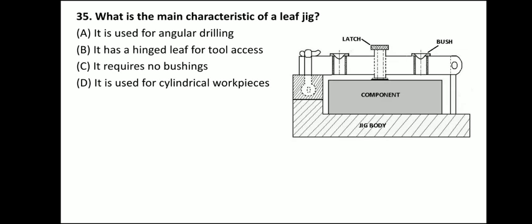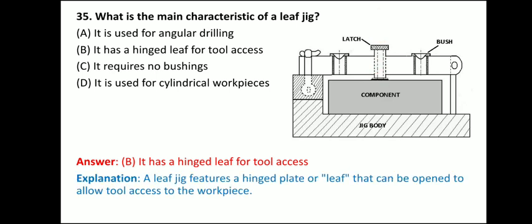Next question. What are the main characteristics of a lift jig? So here you can see the lift jig. Now the question is, what is its main characteristic? The answer is it has a hinge leaf for tool access. Here you can see this is the hinge joint. So it has a hinge leaf for tool access. A lift jig features a hinge plate or leaf that can be opened to allow tool access to the workpiece.